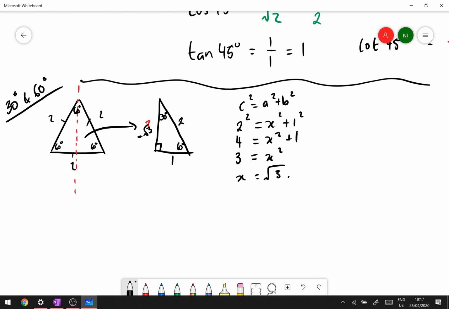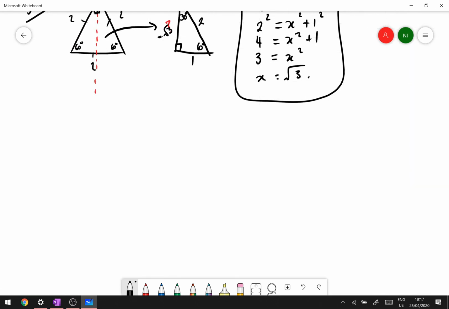Okay, so there's my triangle. It's a 1, 2, root 3 triangle. If you were multiplying that number up as well, you would come across a lot of different triangles that have 60 and 30 degrees, which would all share this same ratio or relationship.